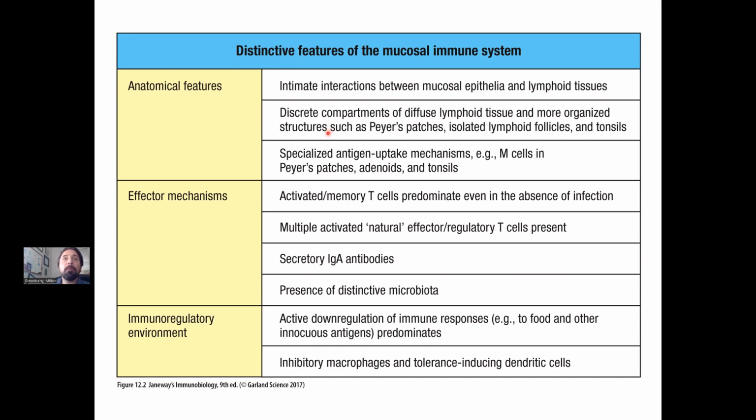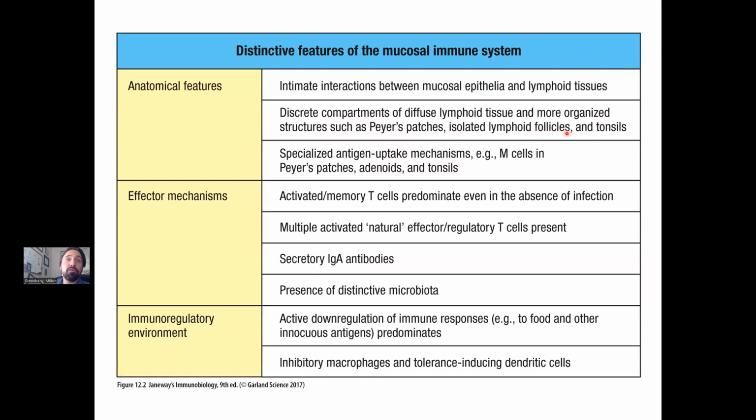And then we have discrete compartments. So compartments are areas that immune cells like to hang out. So these could be structures like Peyer's patches. Peyer's patches are unique structures in the gut that help maintain the immune cells so that they have ready surveillance of food and other microbes that might be transiting through the gastrointestinal system.